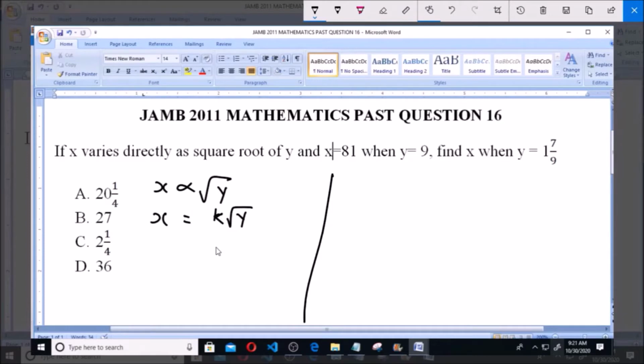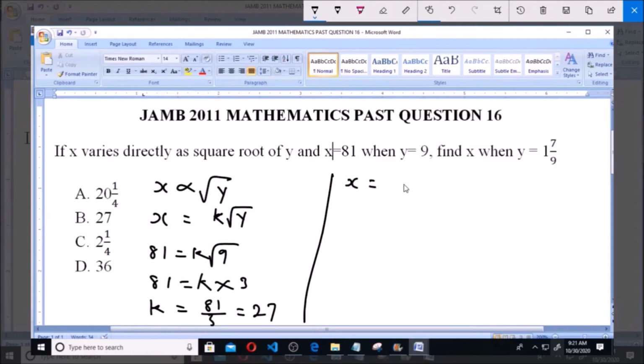So when x equals 81, 81 is equal to k root 9. Root 9 will give us 3. So k multiplied by 3, then k will be equal to 81 over 3, and that's equal to 27. So the formula connecting x and y is that x is equal to 27 root y.